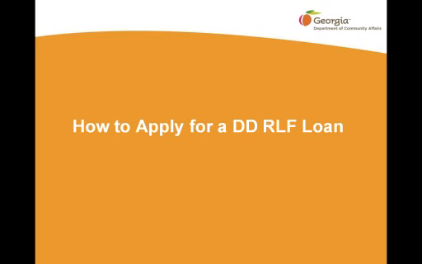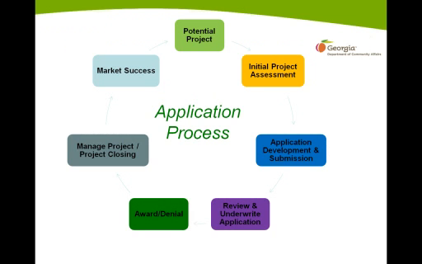So now that you've seen some of the types of projects that we work with, how do you apply for a Downtown Development Revolving Loan Fund? The first step in the application process is to identify a potential project. After you've identified that project, you will contact myself or an economic development field rep to conduct an initial project assessment site visit.